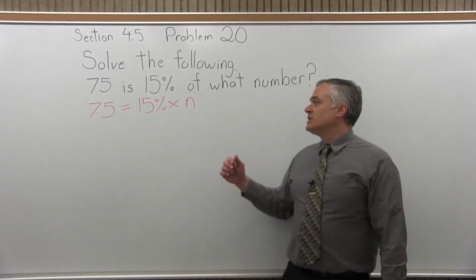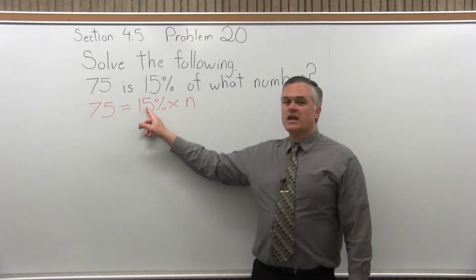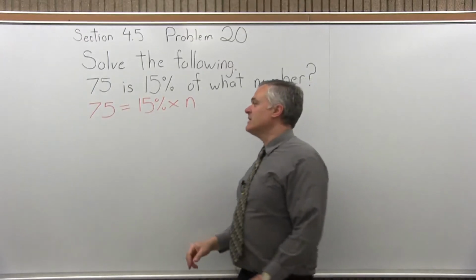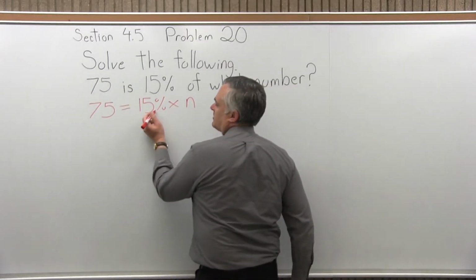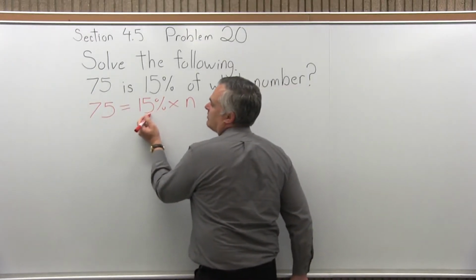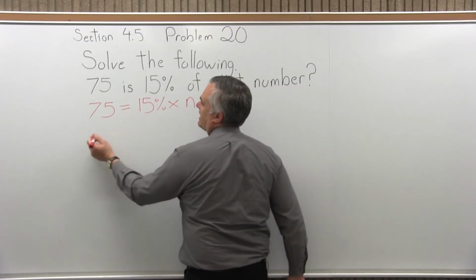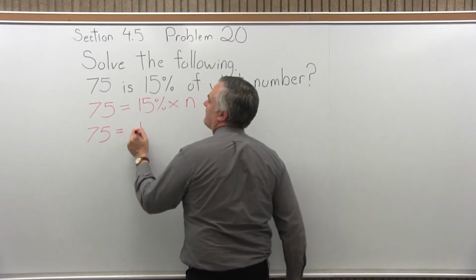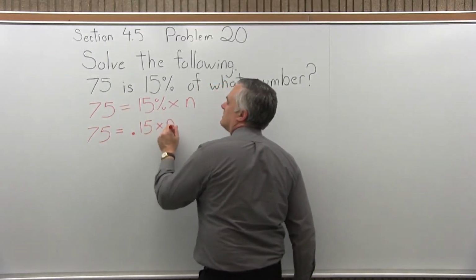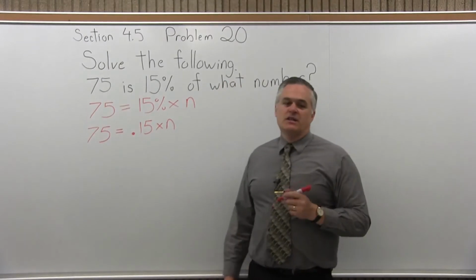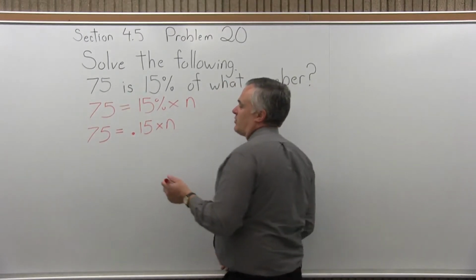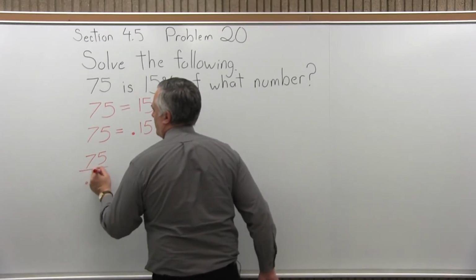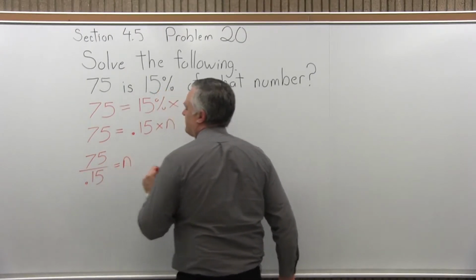So that's the equation. But to actually solve it and do the work, I prefer to have that 15% written in its decimal equivalent, which would be 0.15. I'm just taking the decimal point, where it's assumed to be after the 5, moving it 2 positions to the left. So I'll rewrite the equation as 75 equals 0.15 times n. Now to find the answer, we divide by the 0.15, so you get 75 divided by 0.15 equals n.